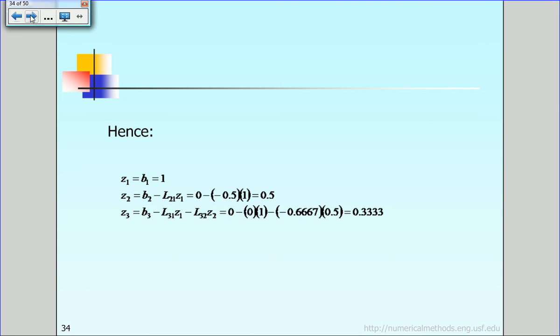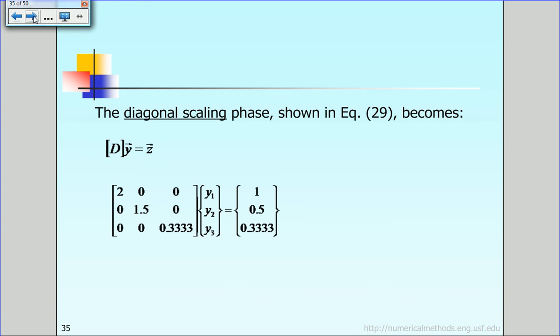By the end of step number 2, we were able to solve the unknowns: Z1 is equal to 1, Z2 equal to 0.5, and Z3 is equal to 0.333. Then we move on to the next step, which is step number 3 that I told you earlier, which is about diagonal scaling.